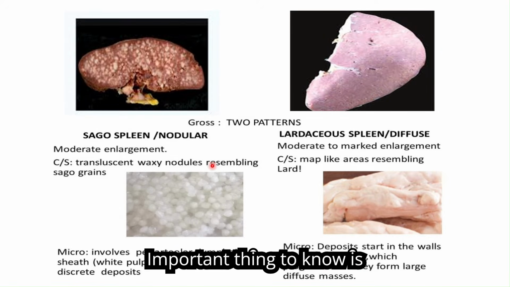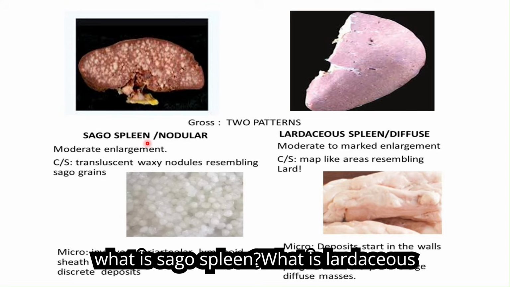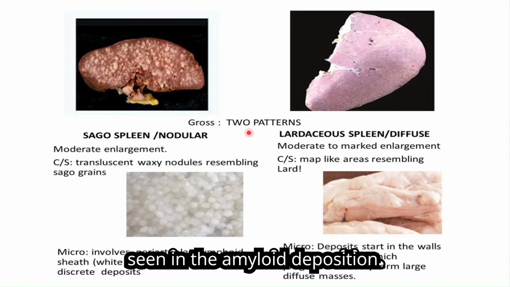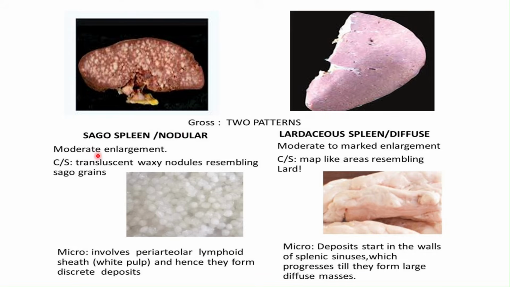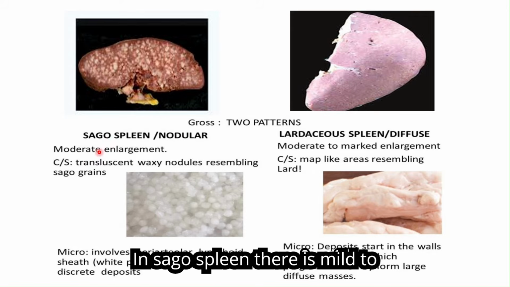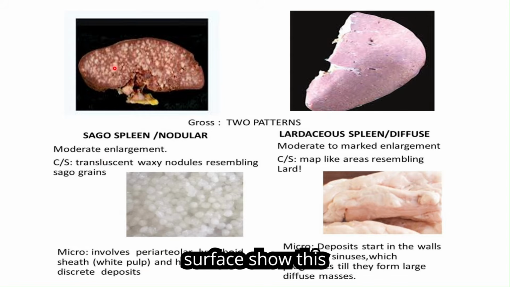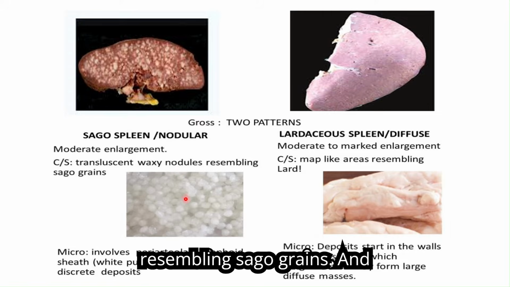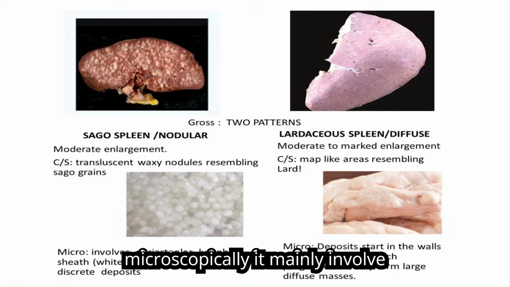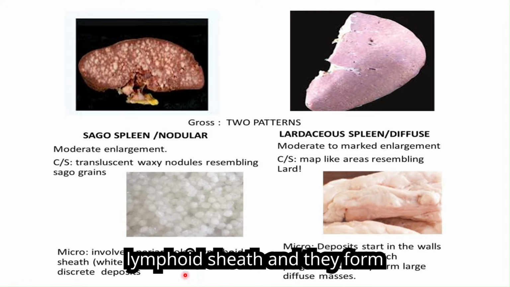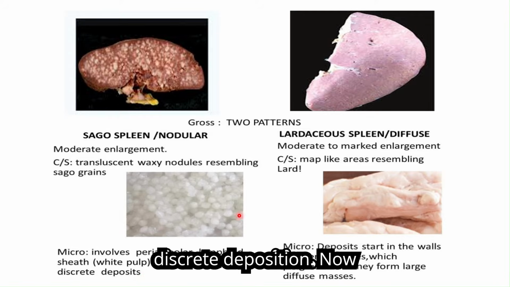Important thing to know is what is sago spleen, what is lardaceous spleen. So two patterns are seen in amyloid deposition. In sago spleen, there is mild to moderate enlargement of the spleen. The cut surface shows translucent waxy nodules resembling sago grains. Microscopically, it mainly involves the white pulp, periarterial lymphoid sheath, and they form discrete deposition.